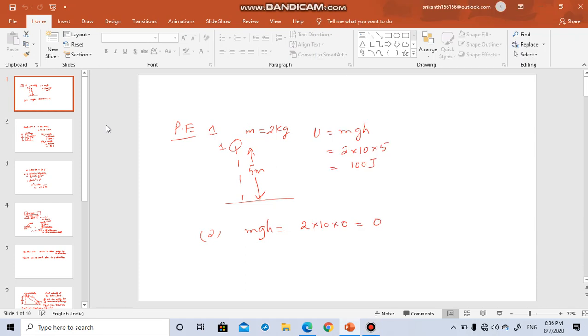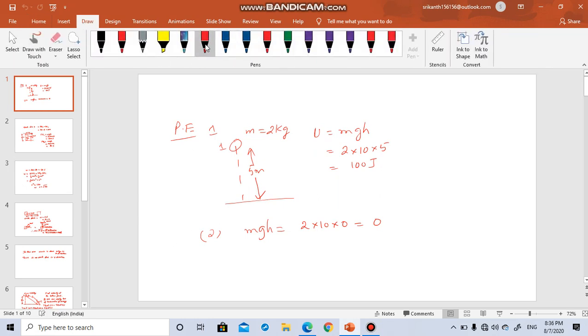Let us once again see how potential energy is calculated. Let us just revise those things. Let us say this is the ground line. It's a flat ground.